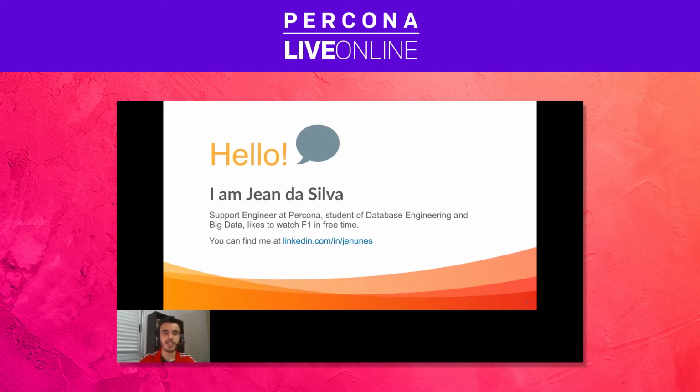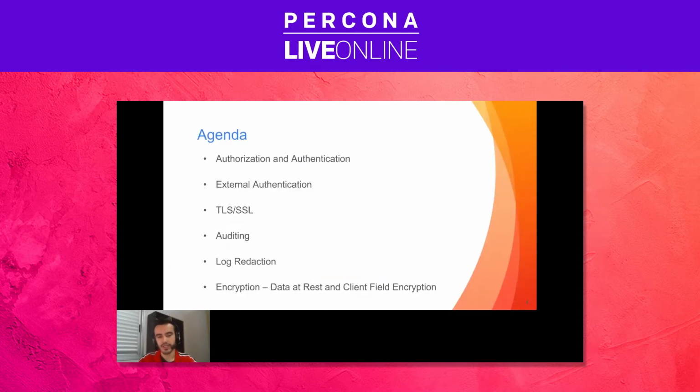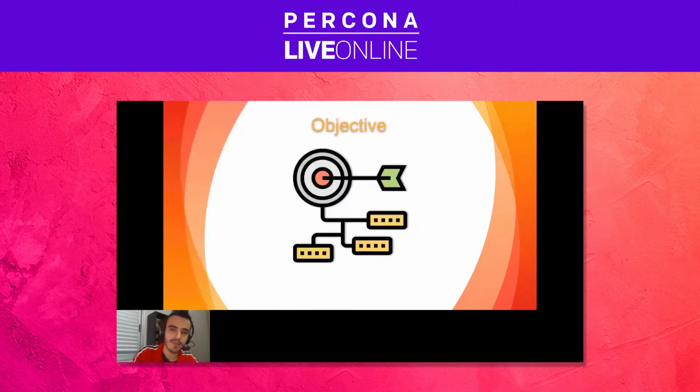Okay? So this is the agenda for today. The topics we are going to discuss are authorization and authentication, external authentication, external authorization, network encryption, auditing, log redaction, encryption at rest, and client-side field encryption. Okay. The objective for this meeting is to revisit security features that are implemented in Mongo and provide information you can use to help your company, your project, when asked what Mongo can do in terms of security.